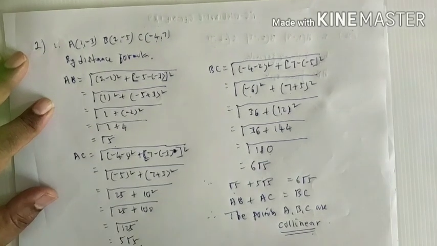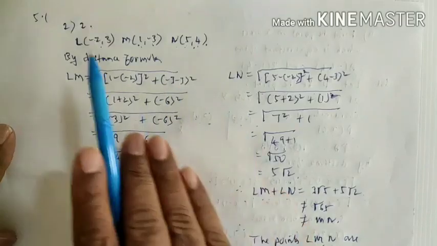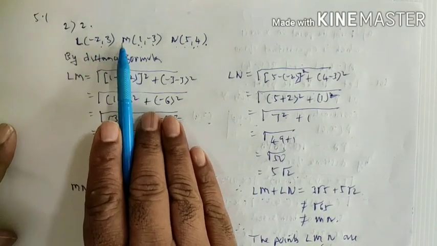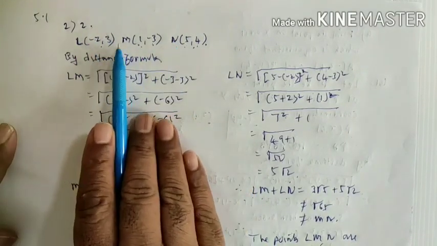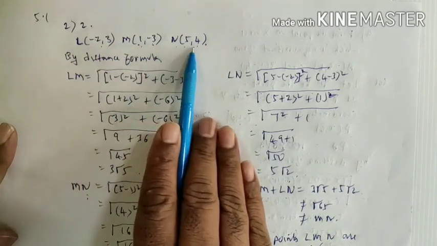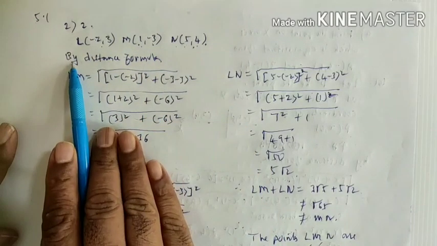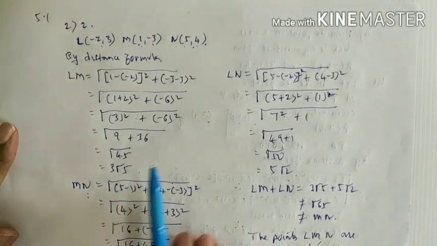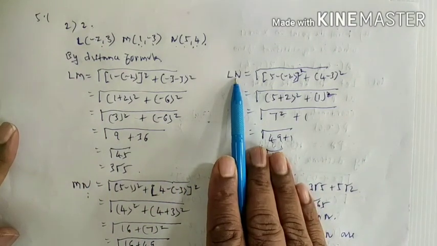Simple sum. Yes, see practice 5.1, question number 2, second sum. See, 3 points are given. Our question is to find whether they are collinear or not. First, by distance formula we shall find LM, then we shall find MN and then LN.